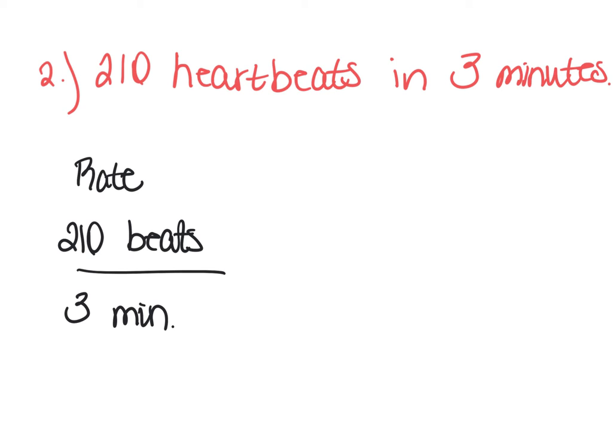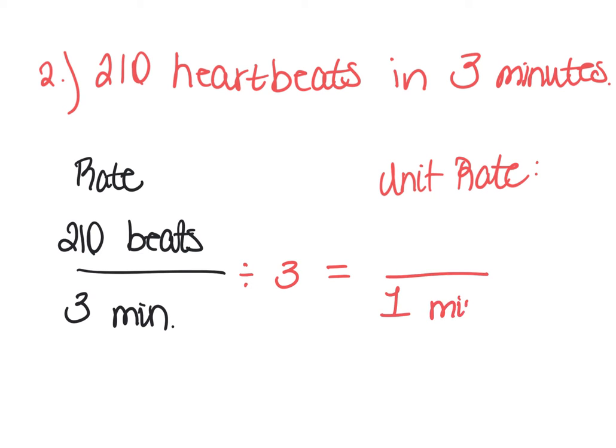Now, in order to turn this into a unit rate, what do I do? I'm going to divide by which one? By the bottom. Always the bottom. That's going to give me 3 divided by 3 is 1 minute. That's my unit part, per minute. So 210 divided by 3 means there are 70 beats in 1 minute. That is my unit rate.